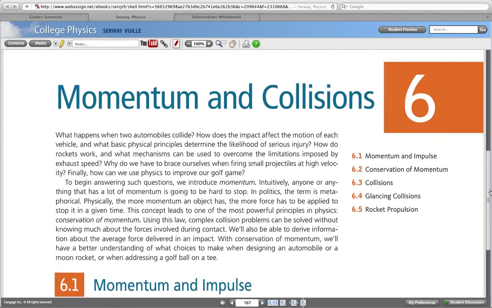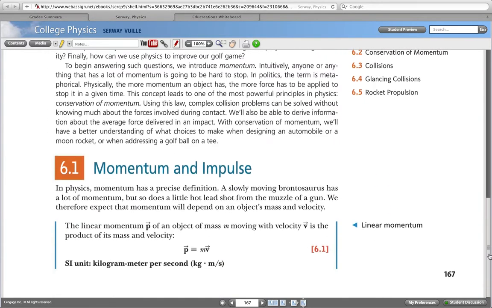So let's talk about momentum. Section 6.1, entitled Momentum and Impulse. The first type of momentum we're going to study in this class is what we call linear momentum, or the momentum of objects in linear motion. It's not necessarily that you have to be in linear motion to have linear momentum, but that's how we're going to approach it to make it nice and simple to start with. So linear momentum is the momentum that is associated with the linear motion of an object.